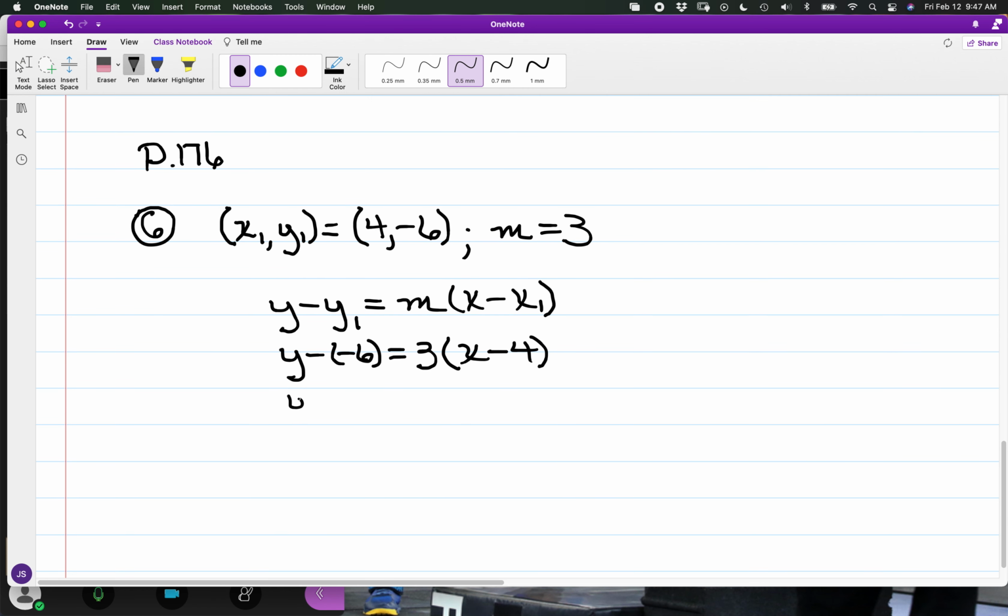And just clearing up the subtraction of -6, so we have y plus 6 equal to 3 times the quantity of x minus 4. Now I could have gone ahead and distributed 3 over x minus 4, but I just wanted to pause and mention that within this framework, at this step, you're going to have the write-up of the point slope equation.